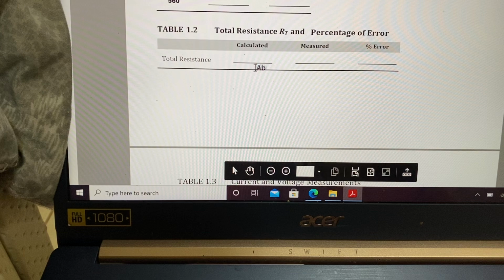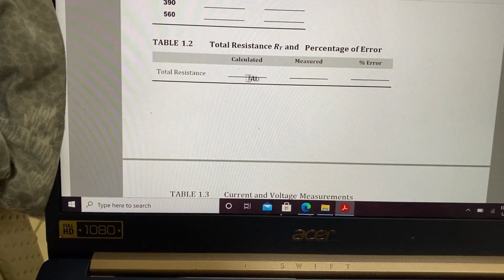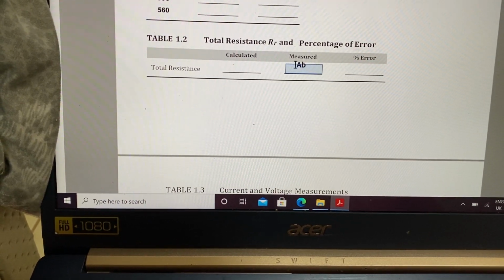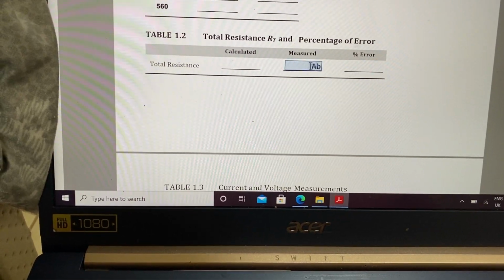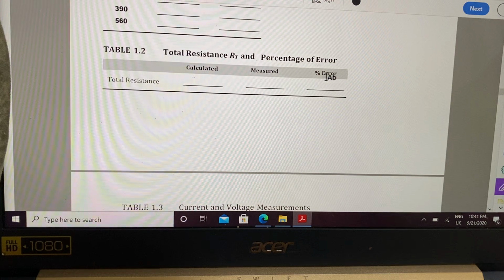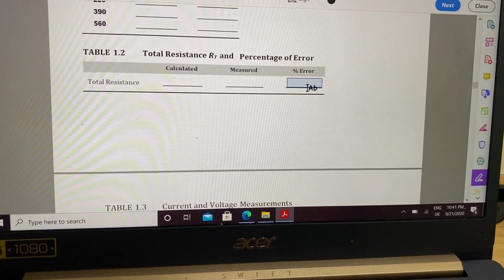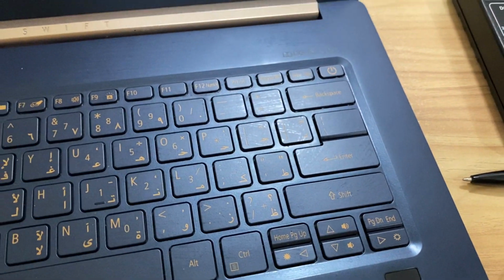Here I will calculate the equivalent resistance by adding all these resistances together, and here I will put our measured total resistance value, and here I will calculate the percentage error. It shouldn't be more than 15% here. So this is our first part of our experiment.